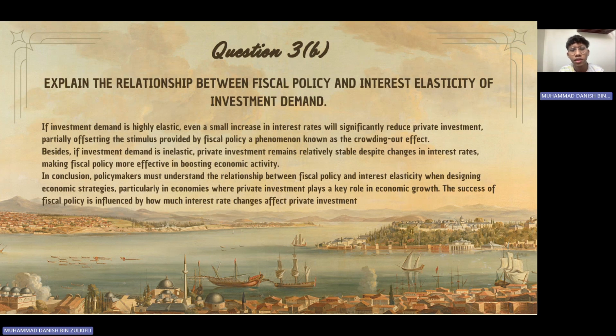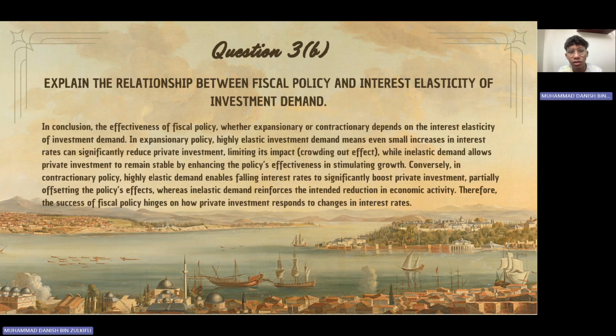If investment demand is highly elastic, even a small increase in interest rate will significantly reduce private investment, partially offsetting the stimulus provided by fiscal policy, a phenomenon known as the crowding out effect. Besides, if the investment demand is inelastic, private investment remains relatively stable despite changes in interest rate, making the fiscal policy more effective in boosting economic activity.